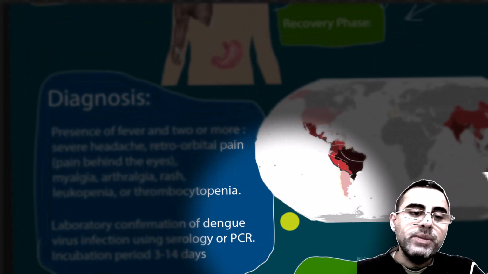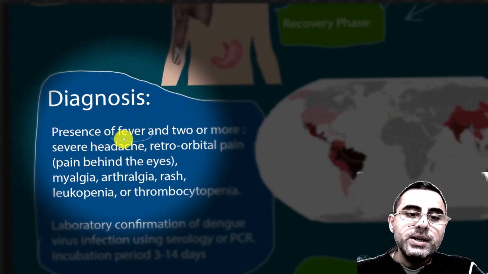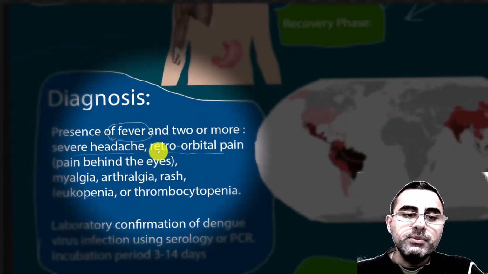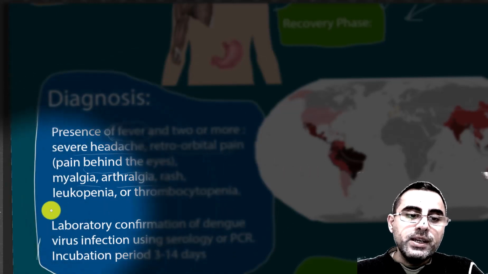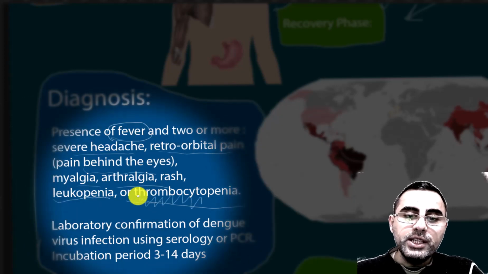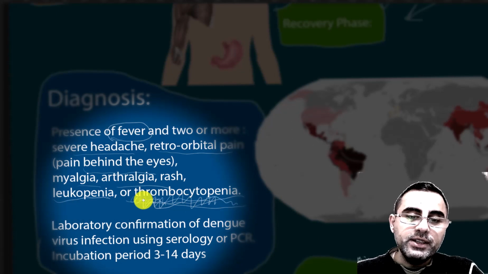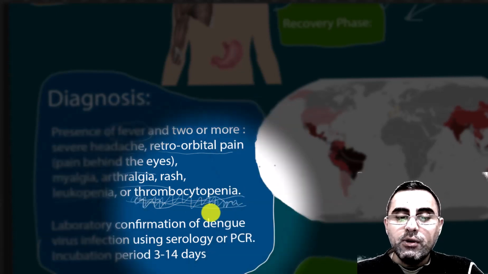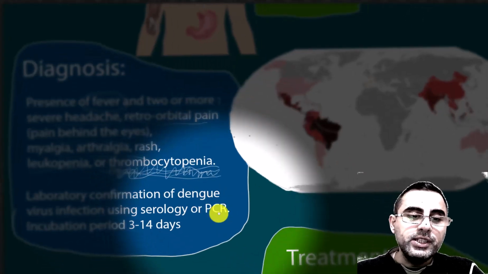Diagnosis is based on symptoms. Symptoms should be fever plus 2 or more of severe headache, retroorbital pain, pain behind the eyes, myalgia, arthralgia, and rash. Leukopenia and thrombocytopenia are common. Especially thrombocytopenia is a hallmark with which we can differentiate it from other diseases. So thrombocytopenia here is important, and it also plays a role if severe complications occur, like bleeding.